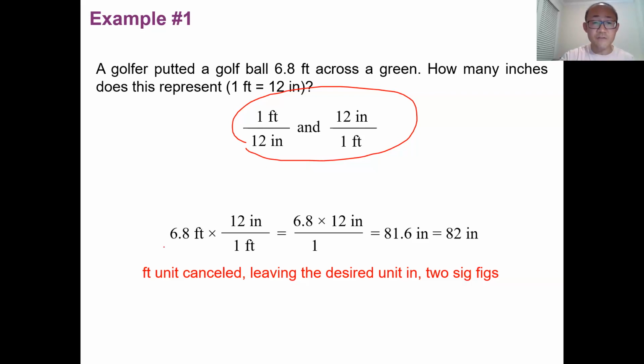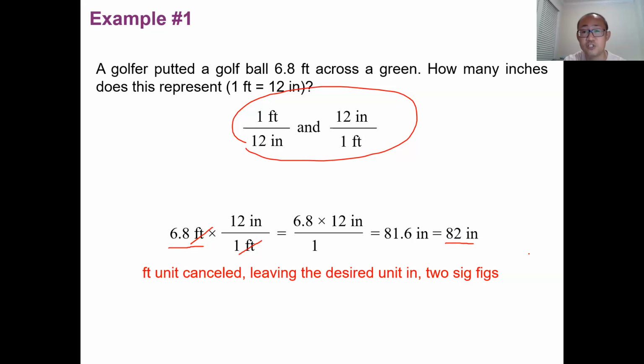And then I use the given unit, 6.8 feet, times one of the conversion factors. Which one? The one with feet at the bottom, so I choose 12 inches over 1 foot. With feet in the bottom, I can cancel the feet and get inches. So the math will be 6.8 times 12 inches, and the final answer, with 2 sig figs, will be 82 inches.